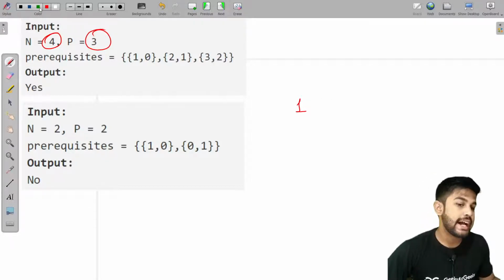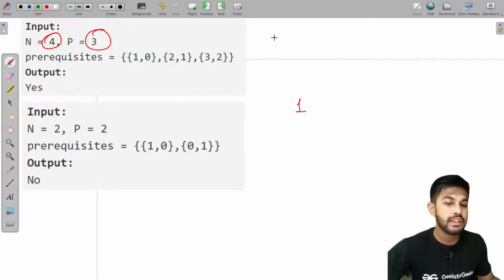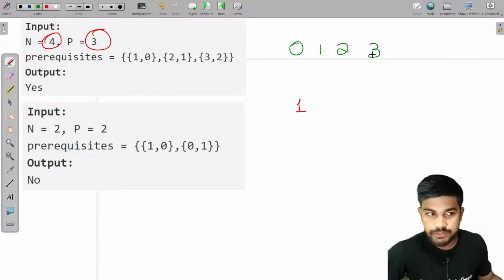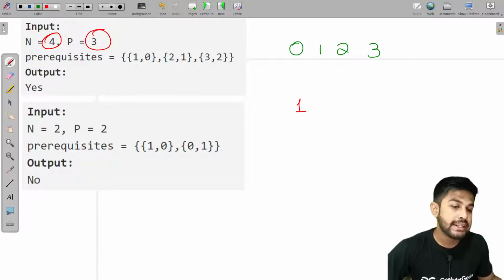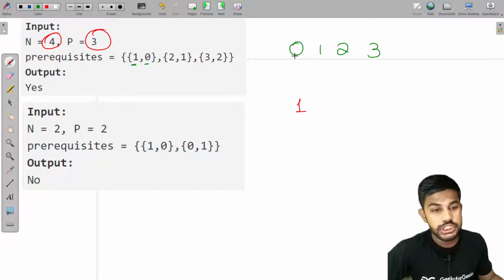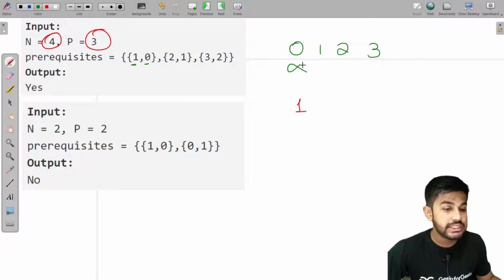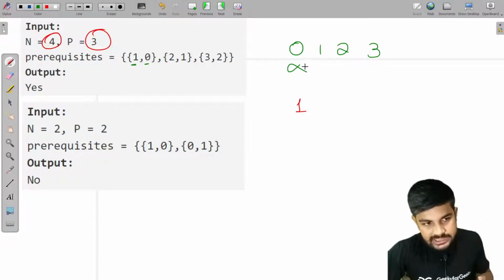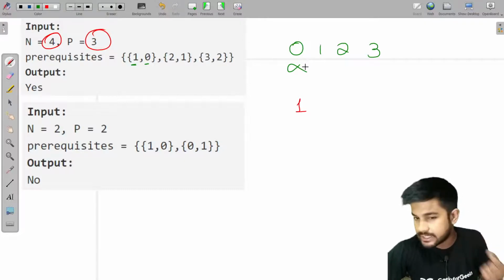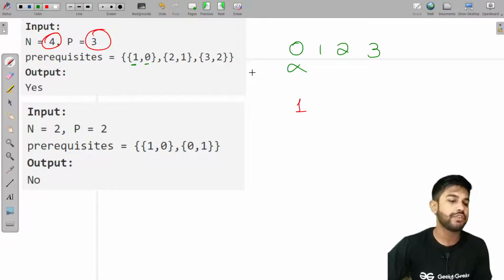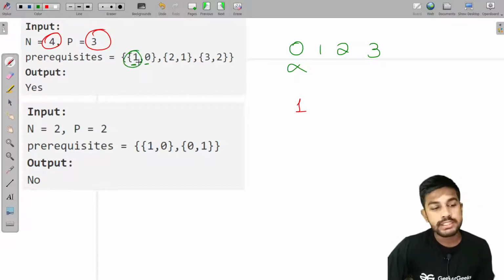We are given that to complete task 1, we need to complete task 0. Let us first write the number of tasks. The tasks are 0, 1, 2, and 3. To complete task 1, we need to complete task 0, so we go to 0 and finish it. Finished. Now we see if 0 is connected to any task, because to complete task 0 we need to perform the prerequisite of task 0 also. We saw that there is no prerequisite, so we have completed task 0. So task 1 is now complete.